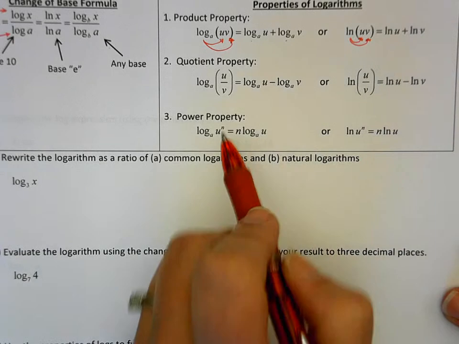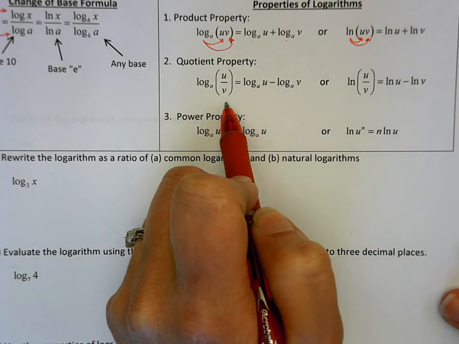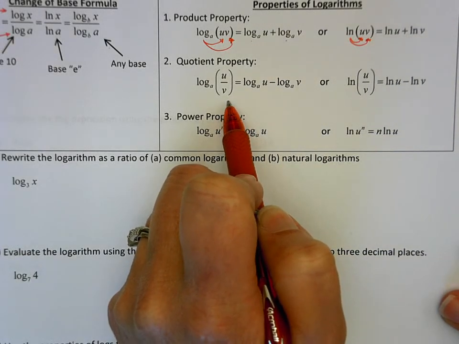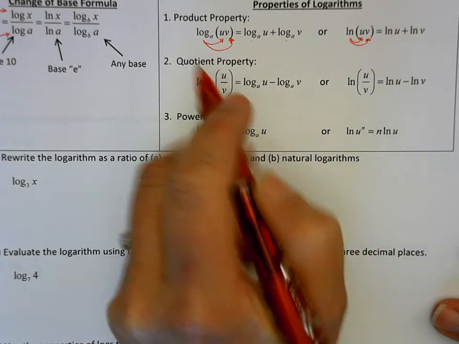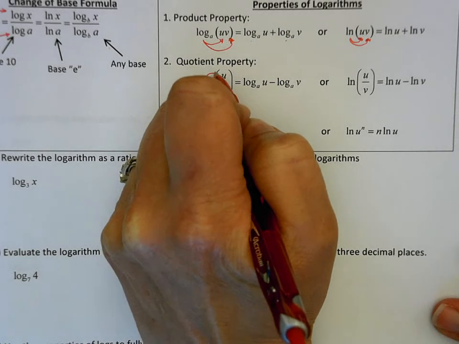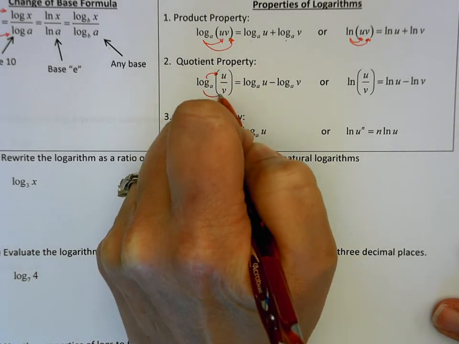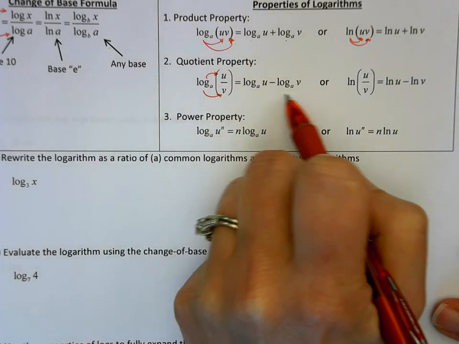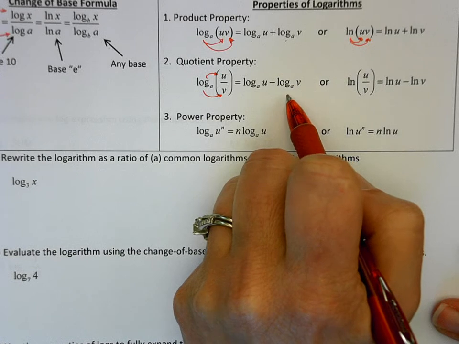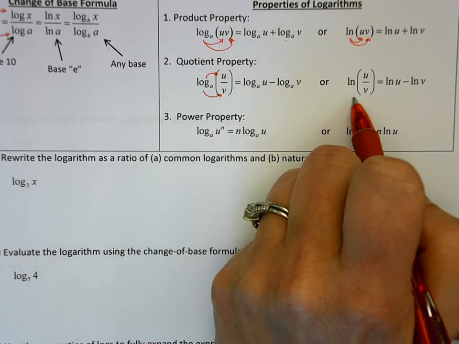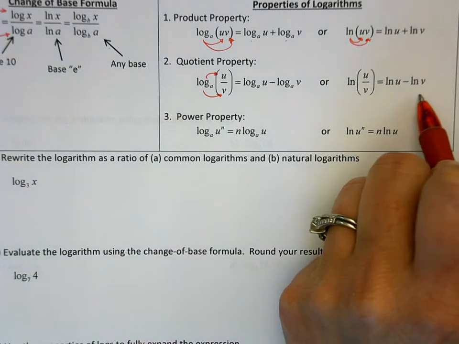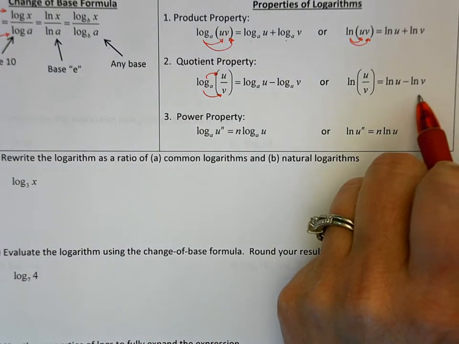Then we had our quotient property, which is similar. When I'm dividing, I always subtract my exponents, and a log is an exponent. Here again, I'm assigning a log to the value of u and also to the value of v. When I do that, I separate through subtraction. Again, it doesn't matter if it's a log or a natural log, they still get separated by subtraction.